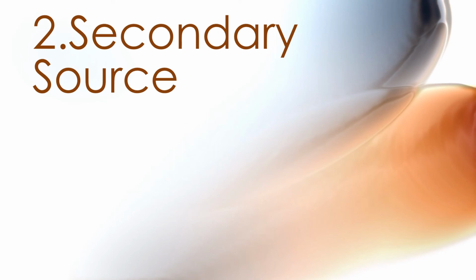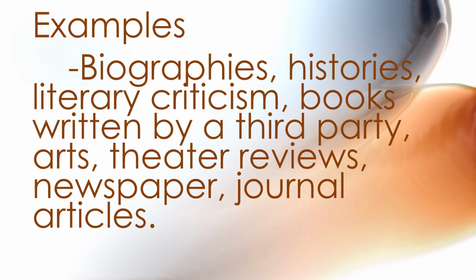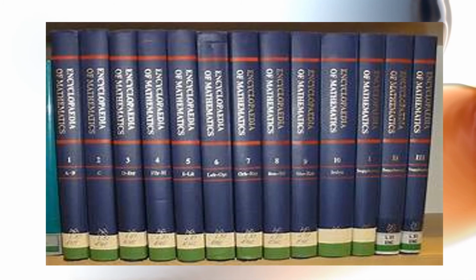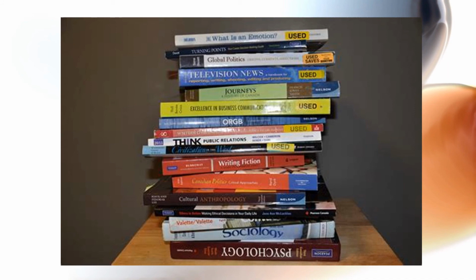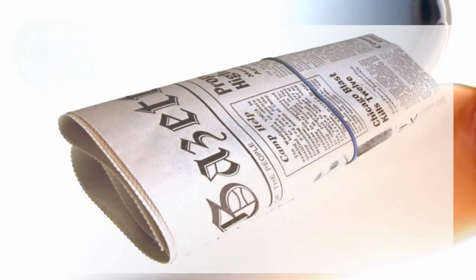What are secondary sources? They are sources that give information about the primary source. Examples, you have biographies, histories, literary criticism, books written by a third party, arts, chapters, reviews, newspapers, journal articles. Example of a secondary source. You have here books, dictionary, newspaper.